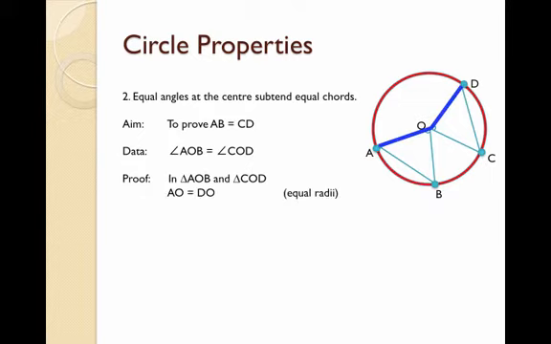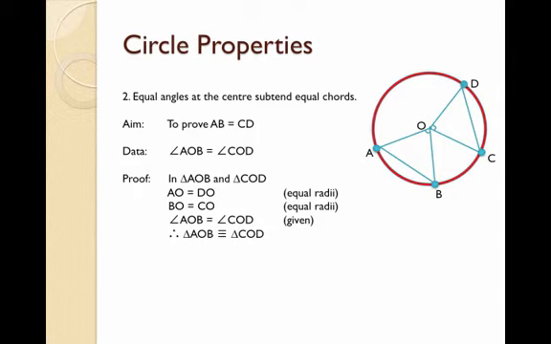And we write AO is equal to BO because of equal radii, and BO is equal to CO for the same reason. This time, however, we are using the data that angle AOB is equal to angle COD. We have again proven congruence, but for a different reason. Side angle side. We can now say that we have proved our aim that AB is equal to CD because matching sides of congruent triangles are equal.